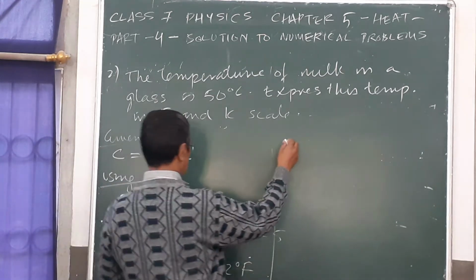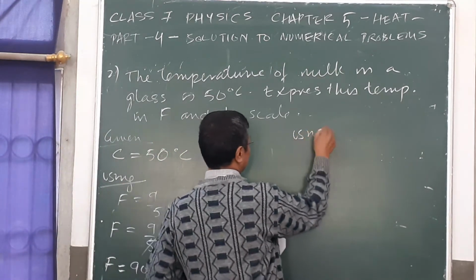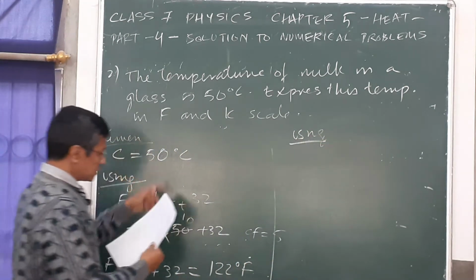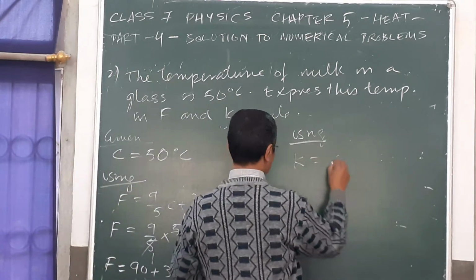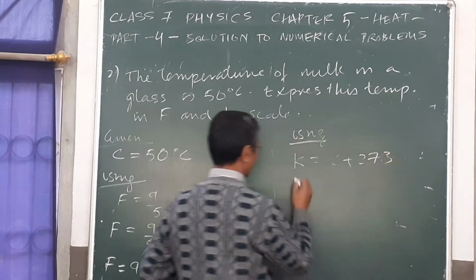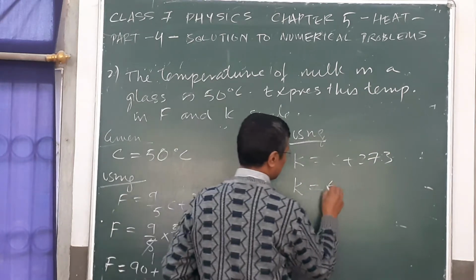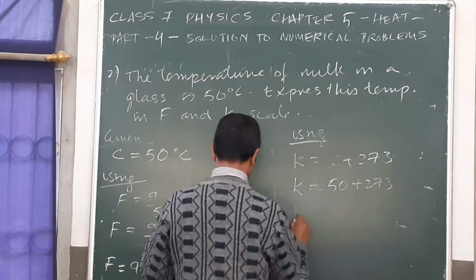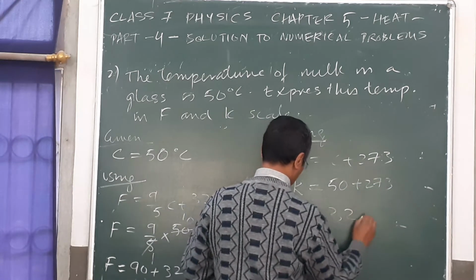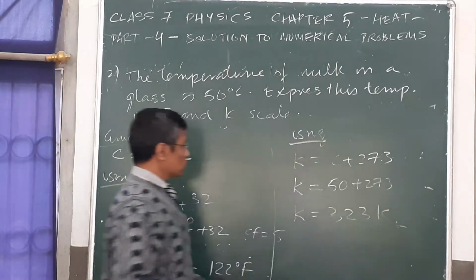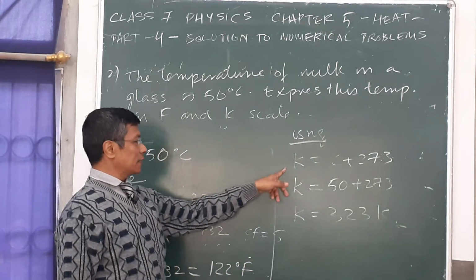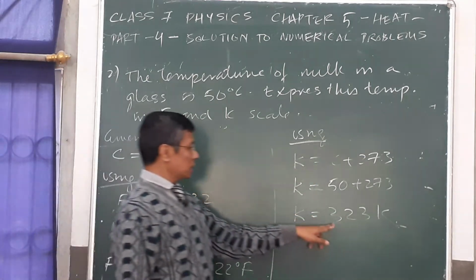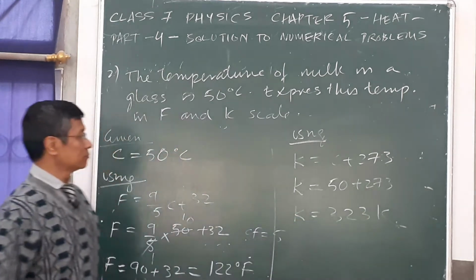Now, the second part, we will convert in Kelvin scale. We already have the value of the temperature in Celsius scale as 50 degrees. We will use the formula K is equal to C plus 273. So, we substitute the value of C, which is 50 degrees over here, plus 273, that gives us 323 Kelvin. So, here we have converted from centigrade scale to Kelvin scale, in which 50 degrees centigrade happens to be 323 degrees Kelvin.